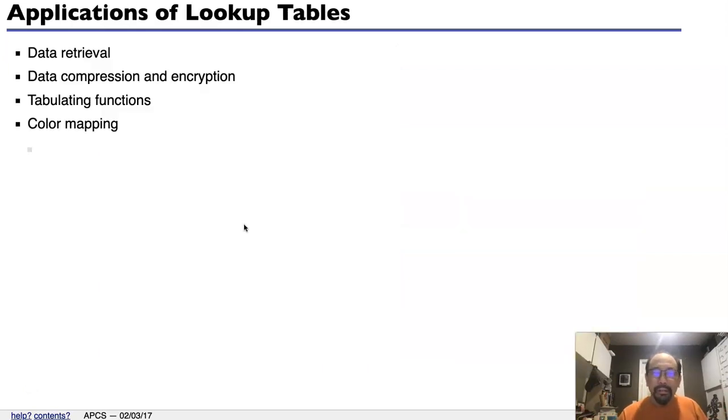So in conclusion, what is a lookup table? It's just an array. It's an array that holds information for us. It can be used for data retrieval. It can be used for compression, encryption of information. It can be used to calculate functions that you don't want to actually rerun the whole calculation for. It can be used for color mapping, a variety of things.